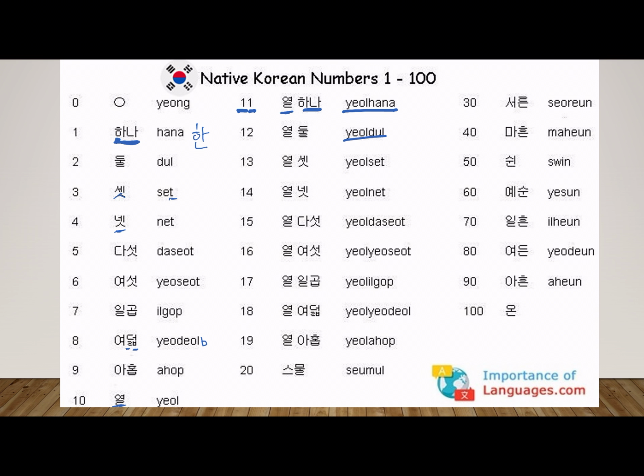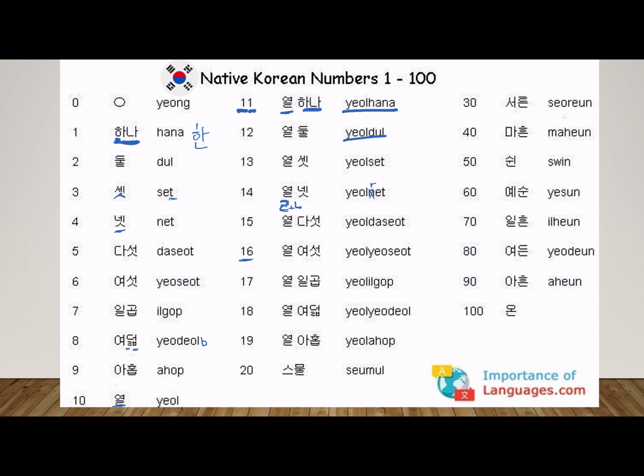But I told you that when you combine rieul and nieun, it's a special case and one overrides the other. In this case, the rieul overrides the nieun. So I don't really know why it says yeolnet, because Koreans wouldn't pronounce it that way. They'd pronounce it yeollet. And then yeoldaseot, yeolyeoseot.